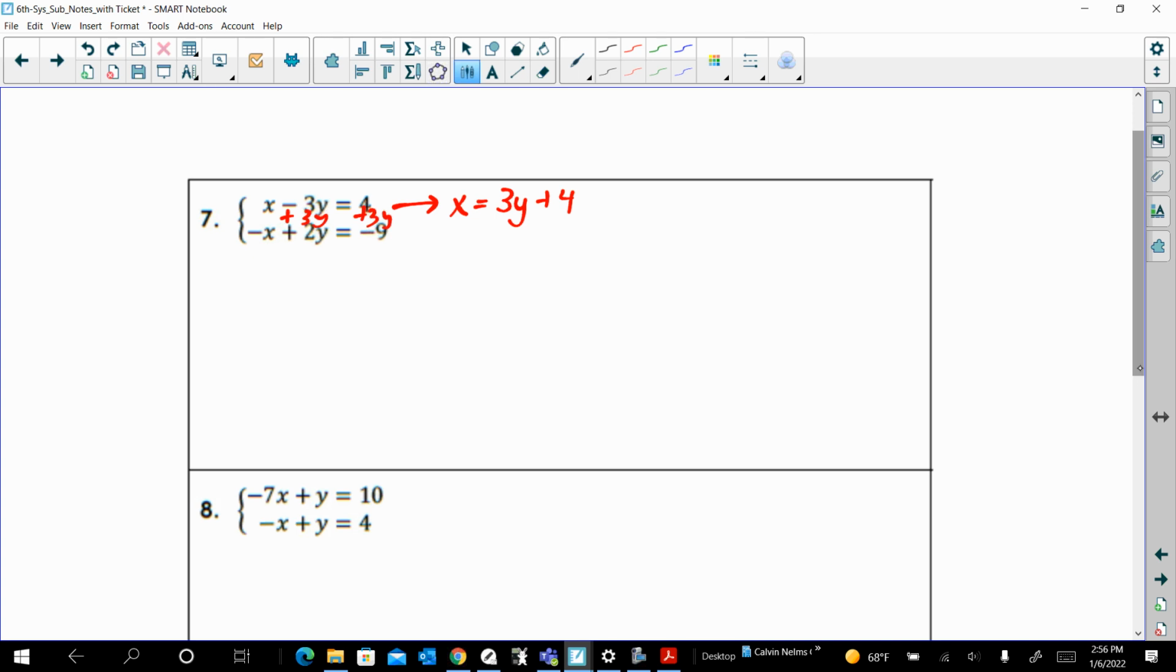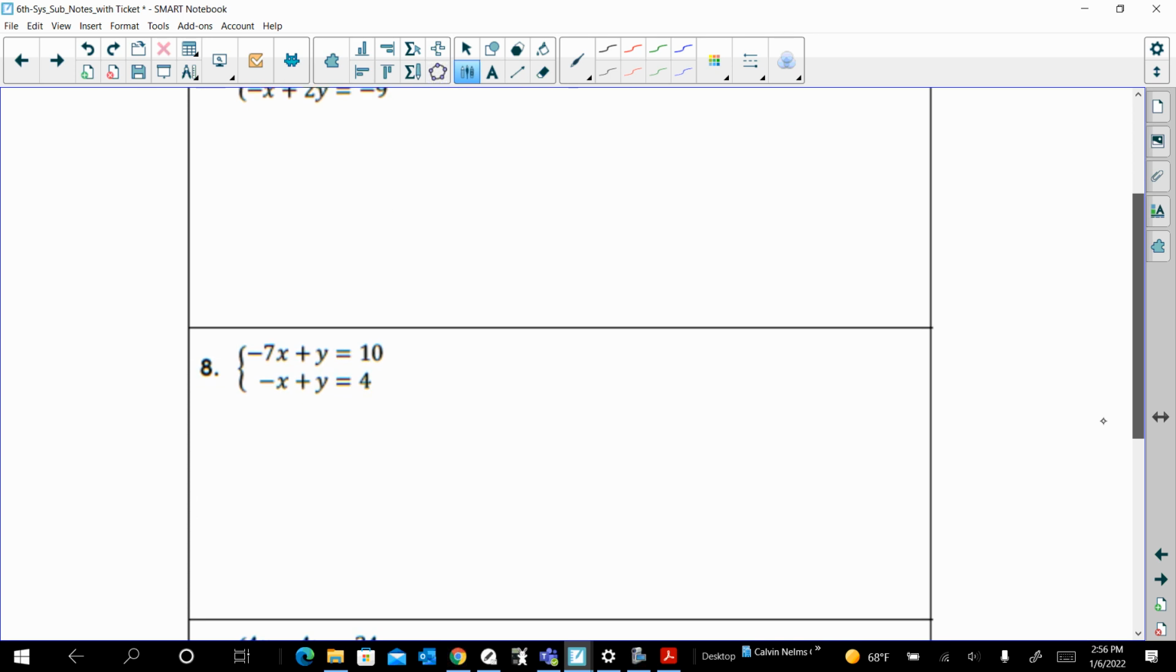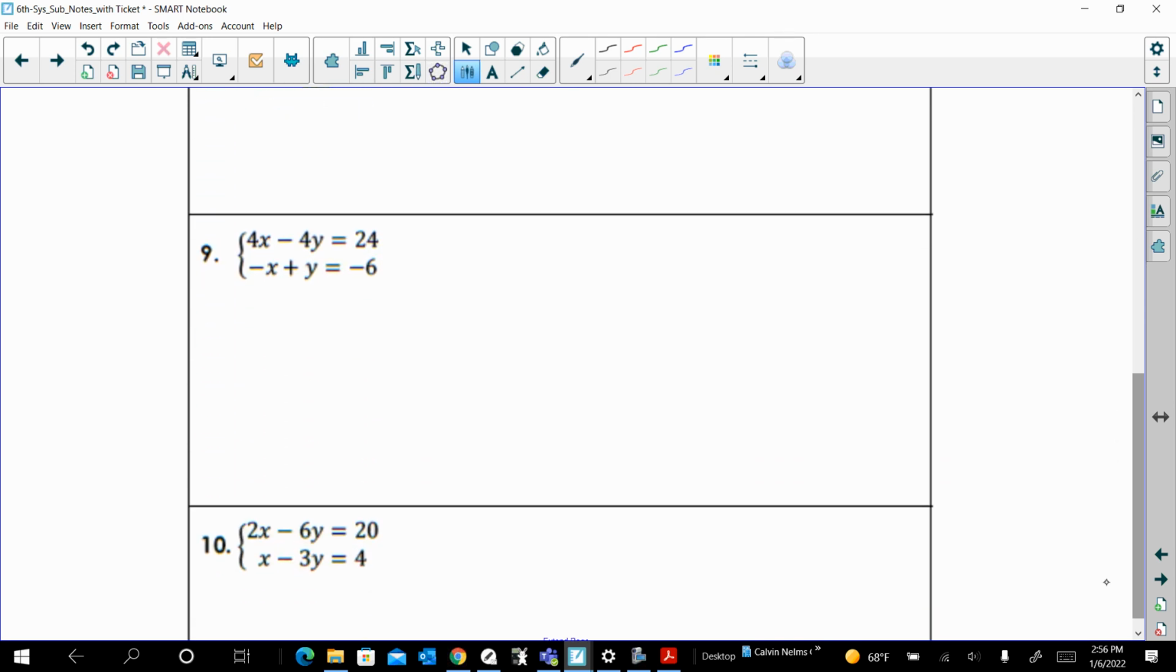Now, I want you to do 7. You're going to do the same thing for 8. But I'm going to talk about 9 and 10. 9 and 10 are special cases, special examples or cases. You're still going to go through the same 4 steps, which is to isolate the variable.